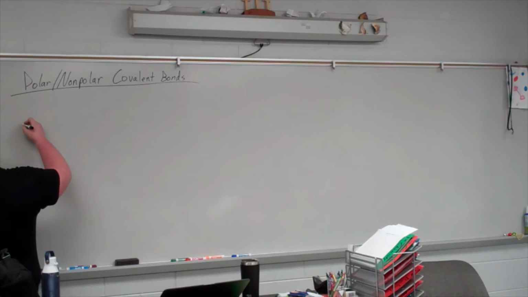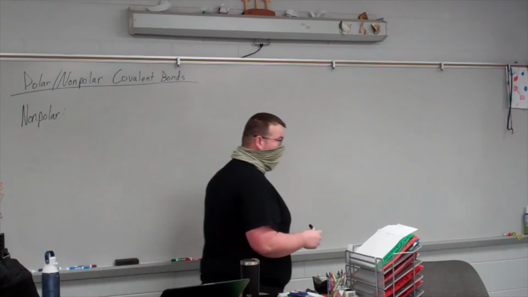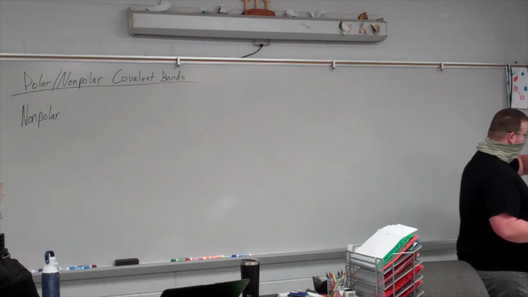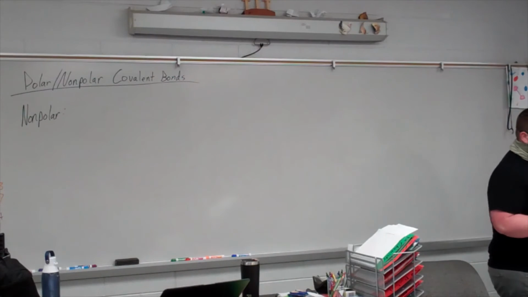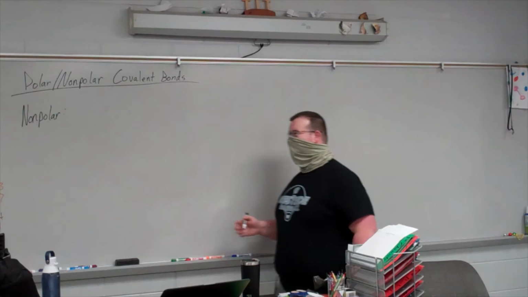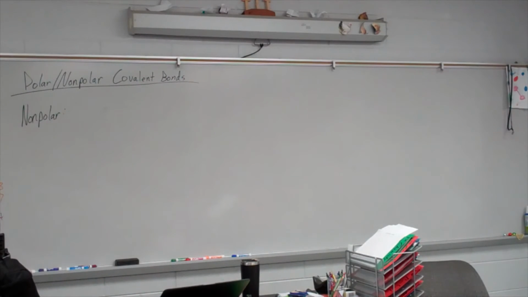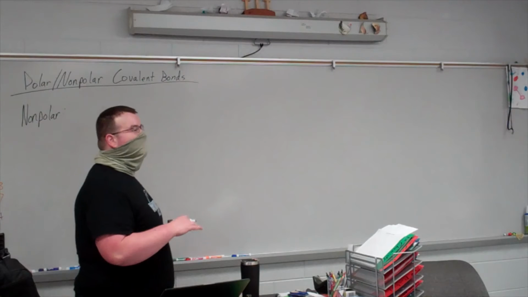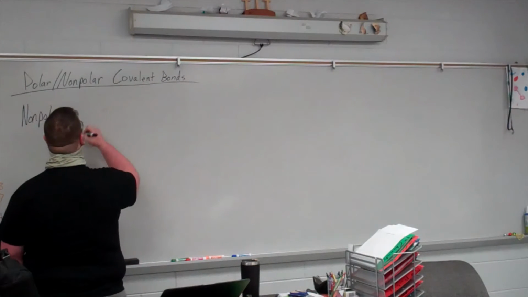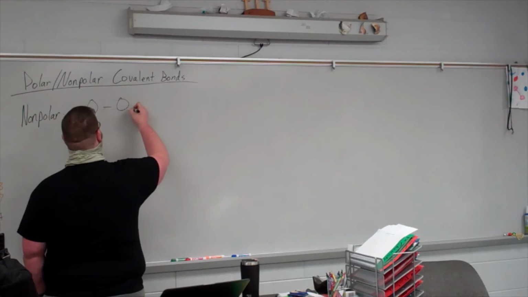So the first thing, let's talk about nonpolars. These ranges I'm going to give you are debated. Others disagree on certain ranges, but it doesn't matter as long as you fall in this range. So nonpolar covalent bonds have a difference in electronegativity from 0 to 0.4.